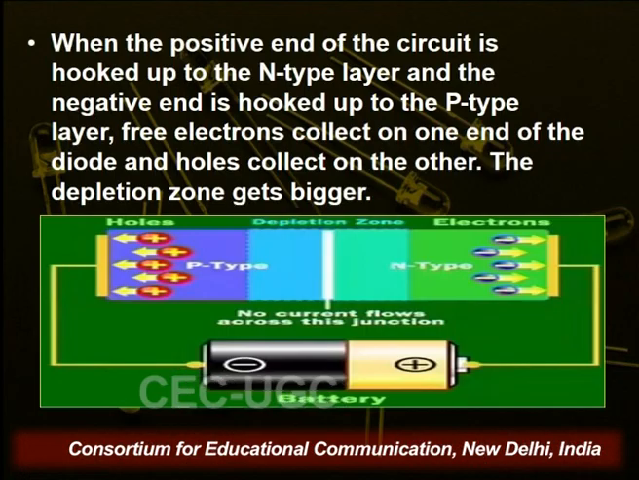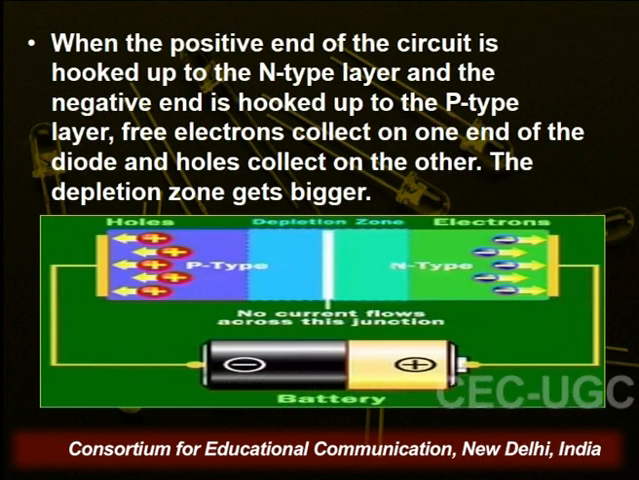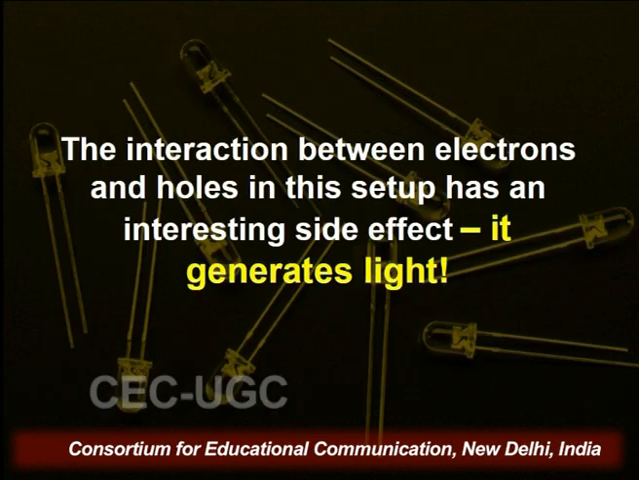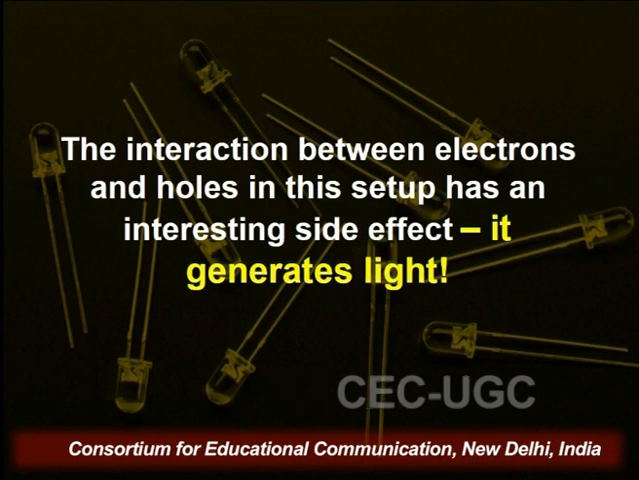That's why, when it is in the reverse direction, it is not possible to get the output. The depletion zone increases, so the main purpose is to remove the depletion layer. We can see on the screen that the positive end of the circuit is hooked up to the n-type layer and the negative end is hooked up to the p-type layer. The free electrons collect on one end of the diode and the holes on the other end. The depletion layer gets bigger and bigger, so it is not possible to get the output in this case.